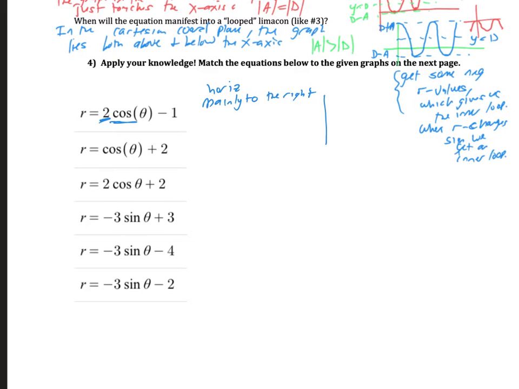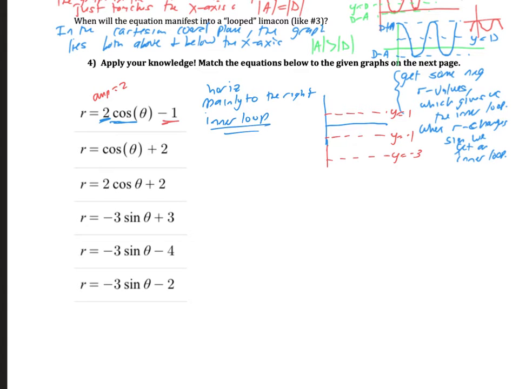So what I would do is make a quick sketch of the graph. We know that the midline is going to be at y equals negative 1, and then the amplitude is 2. So we're going to go up 2 units and down 2 units, so y equals negative 3 and y equals 1. I can already tell this is my skeleton for my cosine graph. I can tell that the graph is both positive and negative, so this means that we will be horizontal, mainly to the right, and it will have an inner loop.